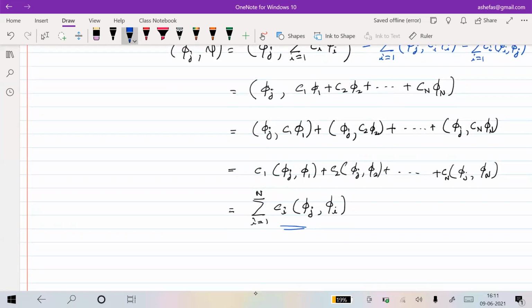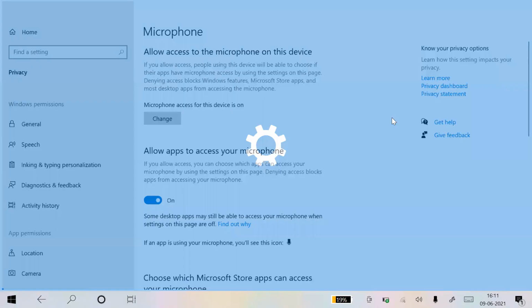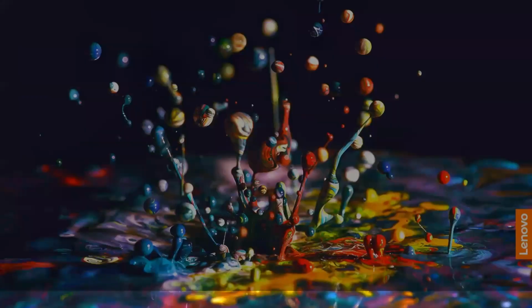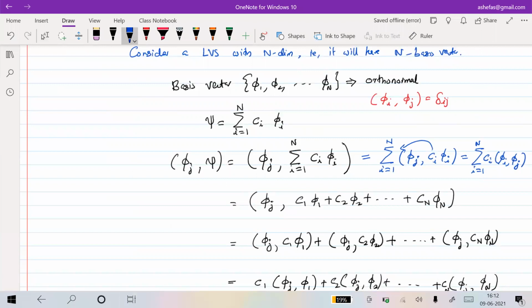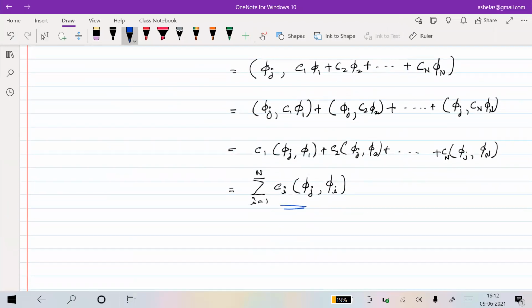Now what is phi j, phi i? According to our original assumption, the inner product phi i phi j is delta ij. So therefore, the inner product phi j phi i we can write as delta ij. So this would be equal to sum over i equal to 1 to n ci delta ij.